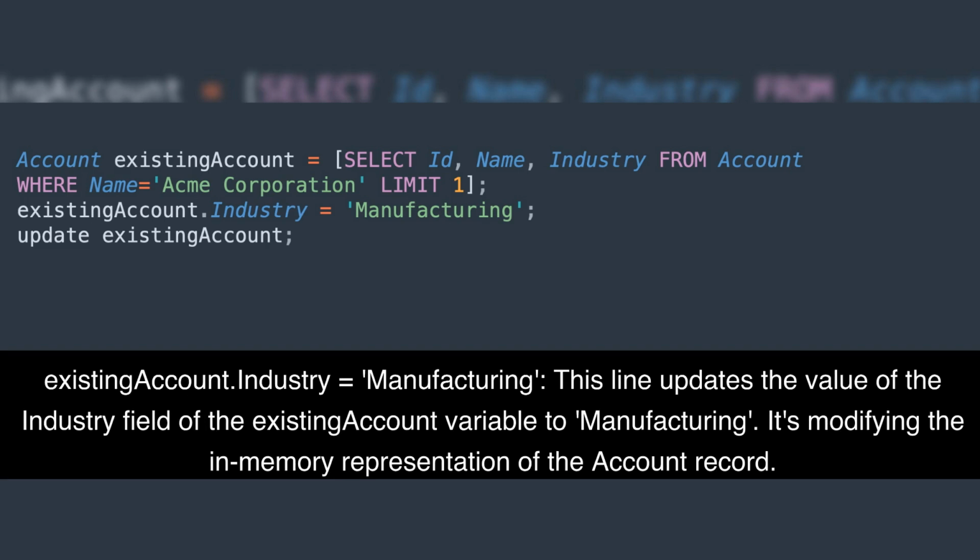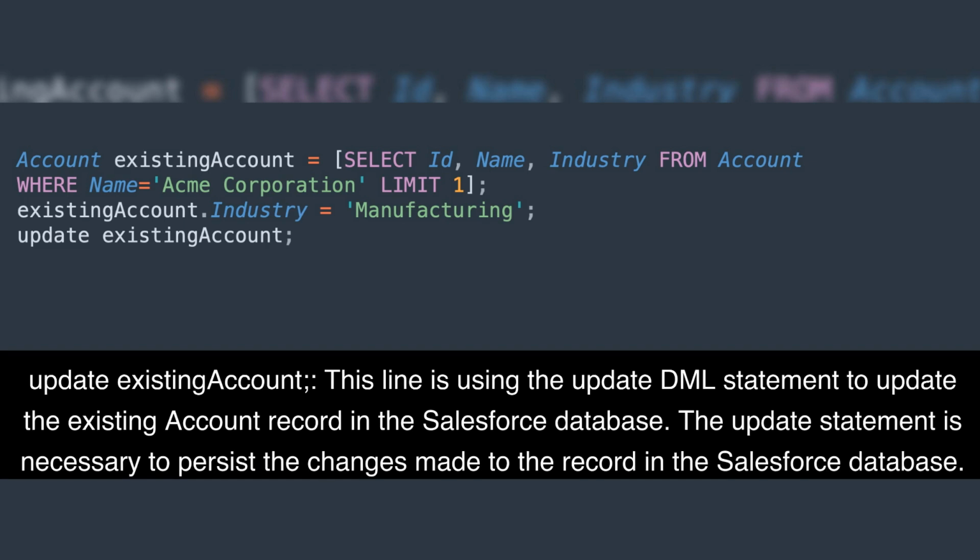existingAccount.Industry = 'Manufacturing'. This line updates the value of the Industry field of the existingAccount variable to Manufacturing. It's modifying the in-memory representation of the account record. update existingAccount. This line is using the update DML statement to update the existing account record in the Salesforce database. The update statement is necessary to persist the changes made to the record in the Salesforce database.